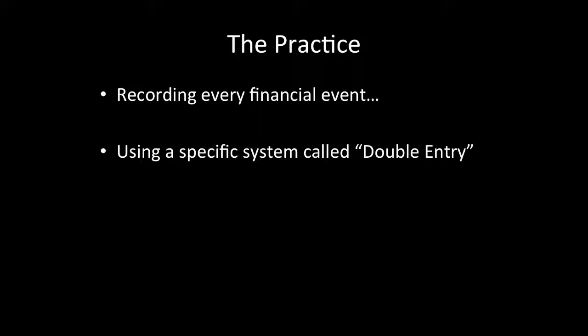Take, for example, you buy some inventory. When you buy the inventory, the value of your inventory goes up, but since you use cash to buy it, the amount of cash you have in your business goes down. So there's always this give and this take, this equal and opposite reaction. That's what double entry is all about. It's accounting for every financial event with a balancing entry.